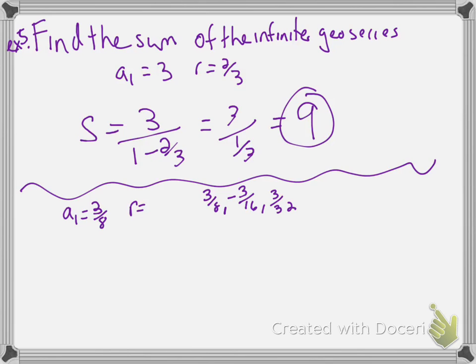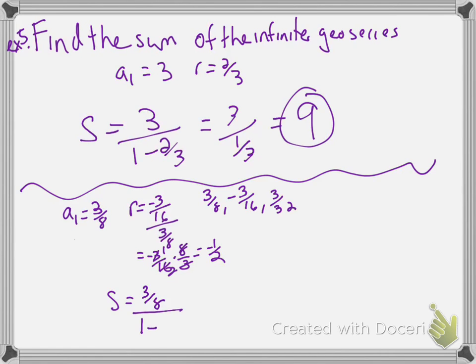So what's multiplying on the bottom? 8 times what gives you 16? Well, 2. So we could look at it that way, or you can go through the motions of doing that. Negative 3 over 16 divided by 3 over 8, which is equal to negative 3 over 16 times 8 over 3, which is negative 1/2. Okay, so we have the sum equals 3 over 8 over 1 minus, and then my rate of negative 1/2.